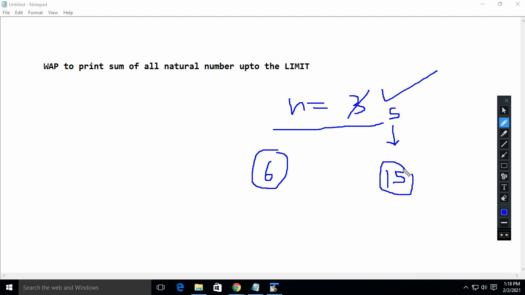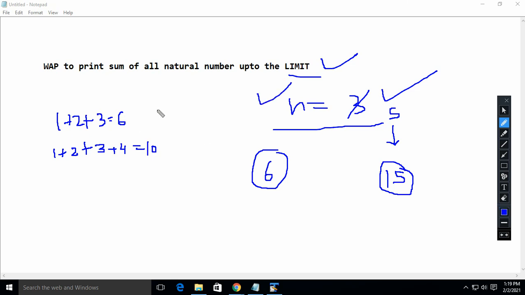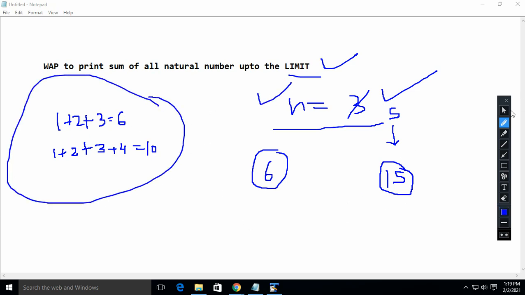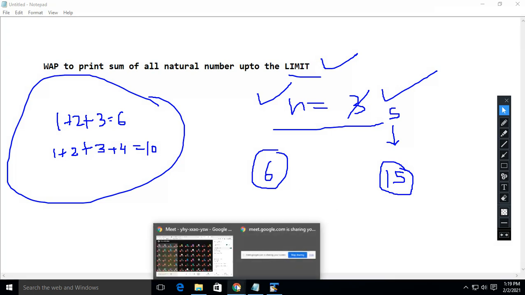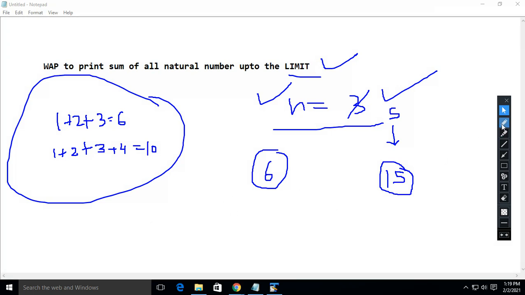Getting my point? Sum of all natural numbers up to the limit. If the limit is 3, then the answer must be 6. But if he has entered 4, then the answer must be 10. Am I clear everybody? So like this, n is the limit the user has to enter, and the user can enter anything, and you need to generate the sum. I am giving you 5 minutes for this. Please try to understand this yourself.